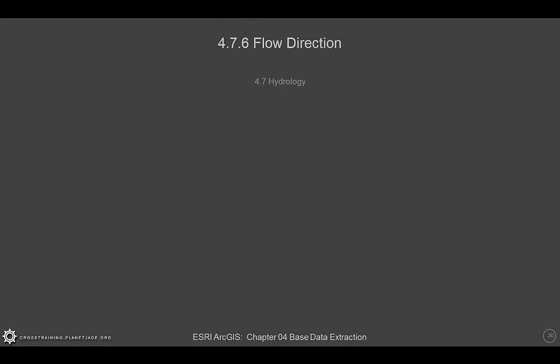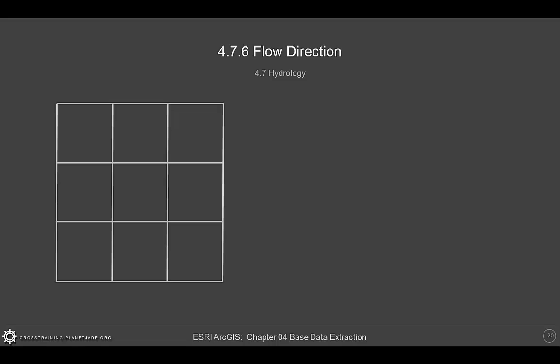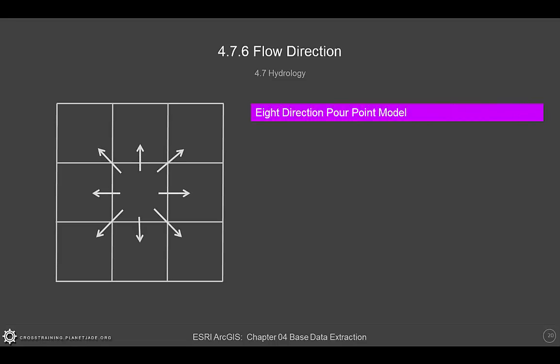The next tool we're going to use is called flow direction. What flow direction is basically going to do for us is look at each cell and create what's called an 8-direction 4-point model. It'll look at each cell and determine, from that particular cell, where the water is moving. So water can flow to one or more of its 8 adjacent cells.